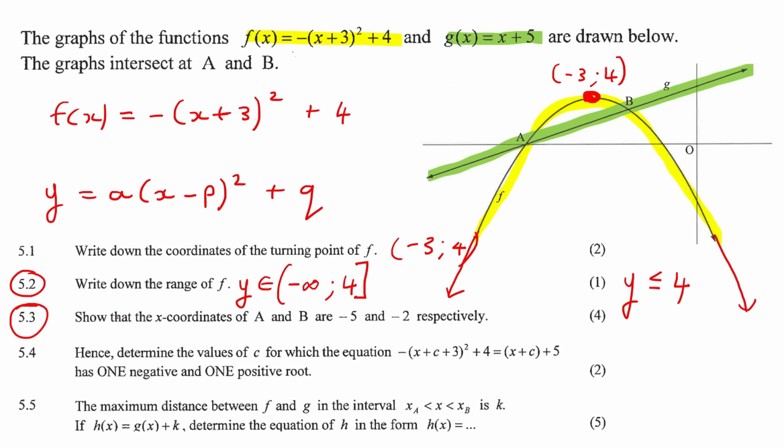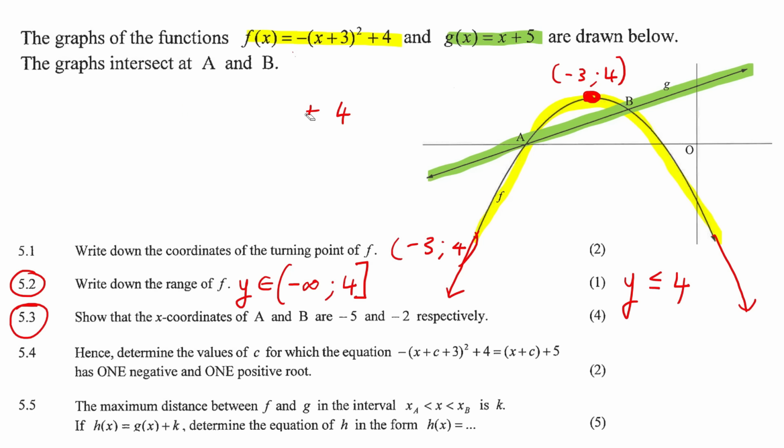Now, let's move on to this one. For 4 marks, show that the x-coordinates of A and B, this is a lovely question because we know if we're correct or not. Okay, so A and B are the places where the graphs are intersecting. To find the intercepts, or the place where two graphs go into each other, when it's written out like this, you can just make these two equations equal to each other. So we can just say minus x plus 3 squared plus 4 equals x plus 5.